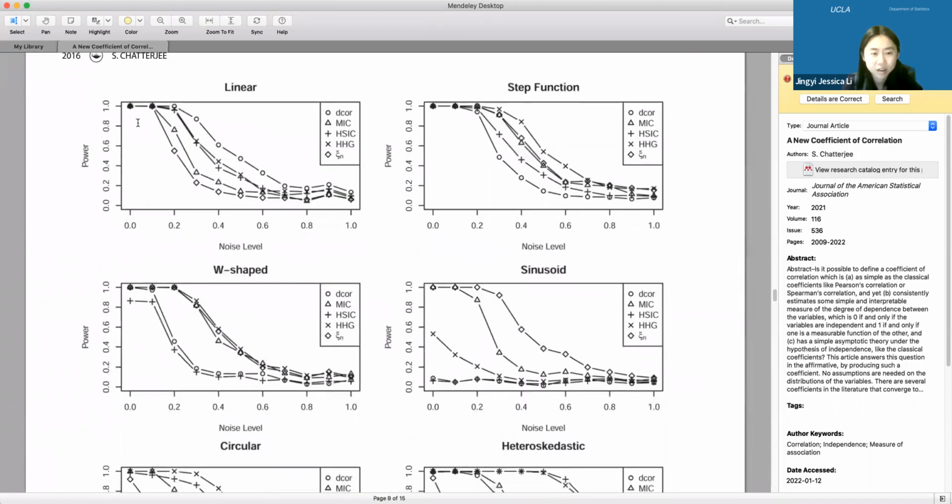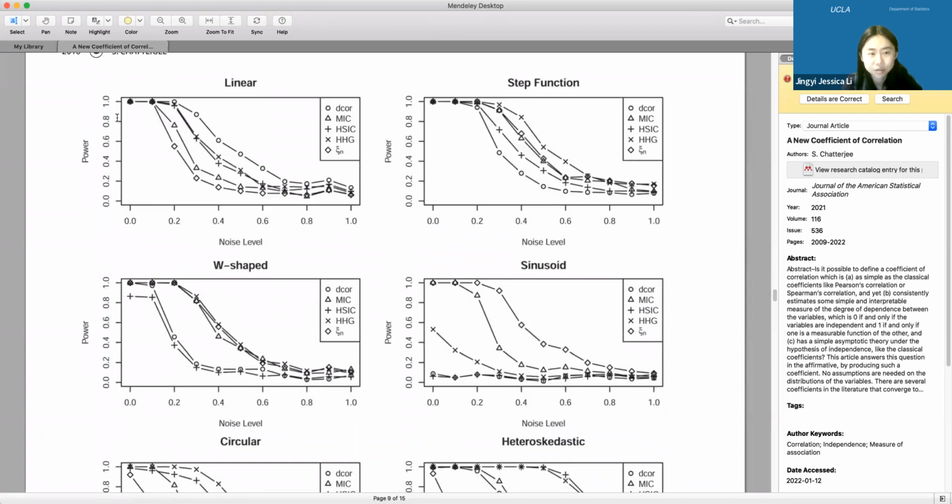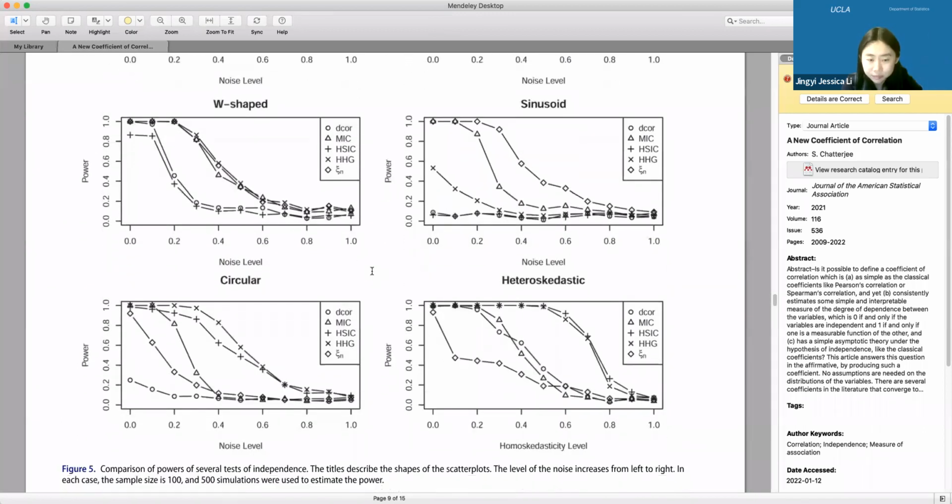So the power curve will look something like this. You increase the noise and you calculate the power to see how fast it decreases. Like the D core is what we covered in the lecture just now.